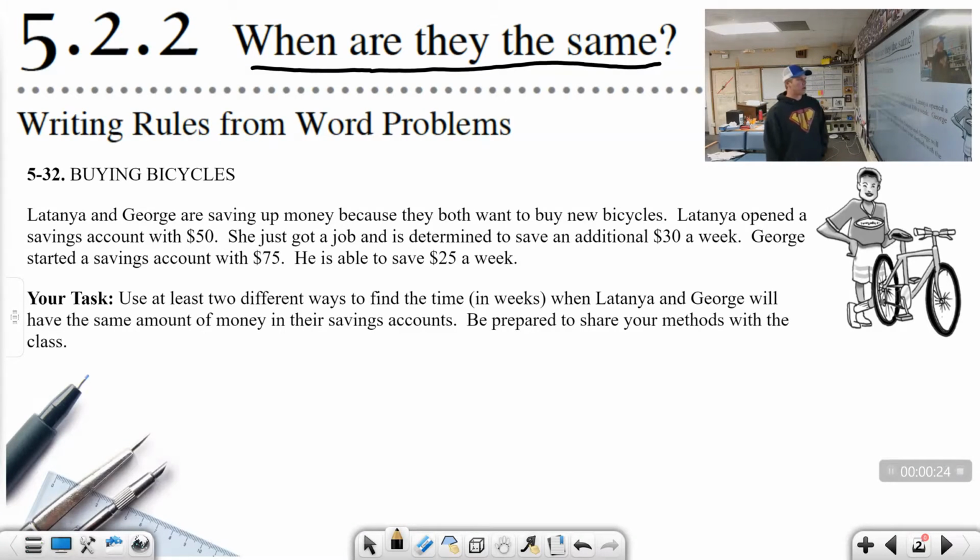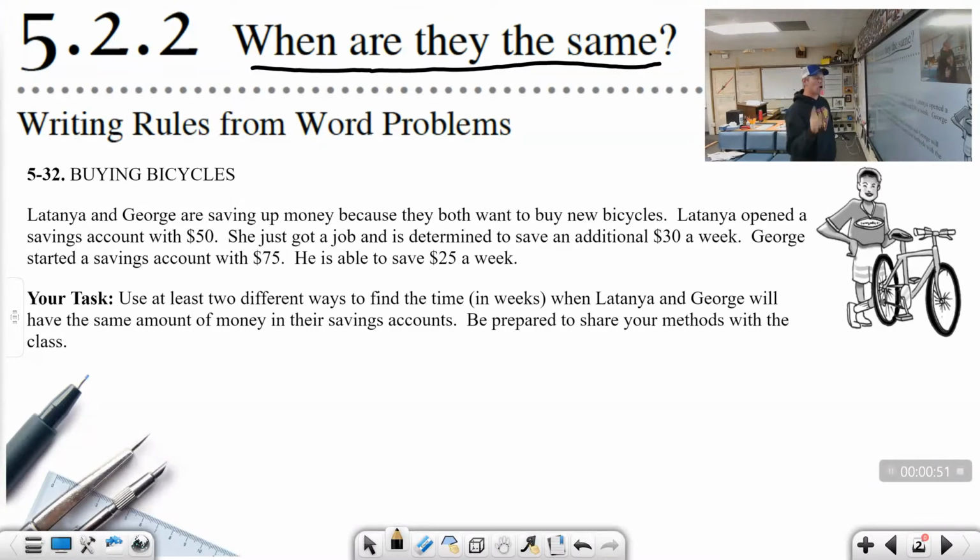LaTanya and George are saving up money because they both want to buy new bicycles. Now, as I read this, I want you to look in your math notebook, and what we're going to do is read the word problem, and we're going to turn it into math. You'll notice that for LaTanya, it says starting amount, blank, amount per week, blank, rule. Here we go.